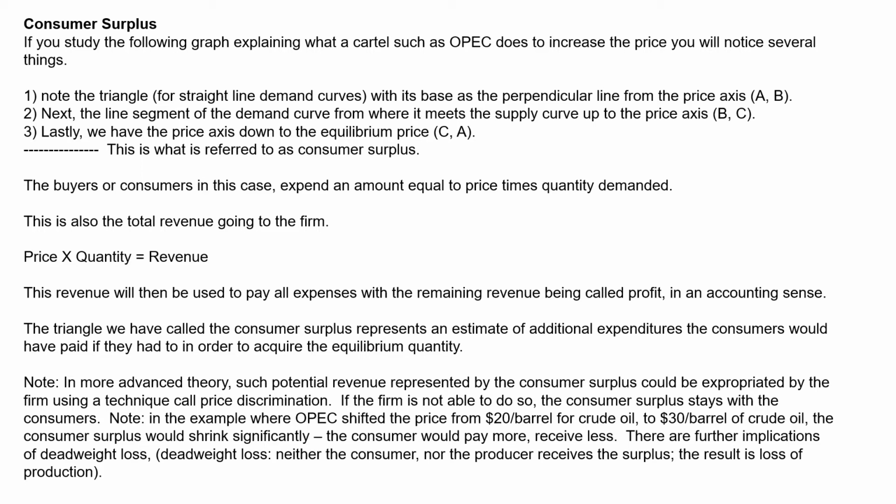Note in the example where OPEC shifts the price from $20 a barrel to $30 a barrel of crude oil, the consumer surplus would shrink significantly. The consumer would pay more, receive less. There are further implications of deadweight loss. Deadweight loss is taken away from both the consumer and the producer. The result, again, is the loss of production. So this is the takeaway from when there is market power. Okay.